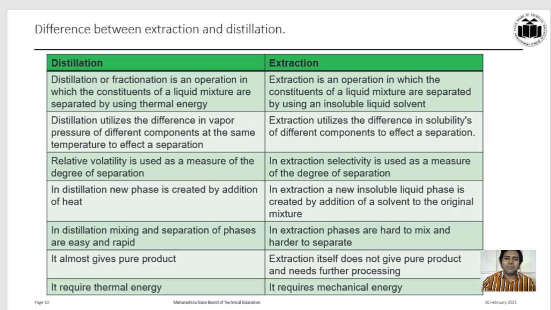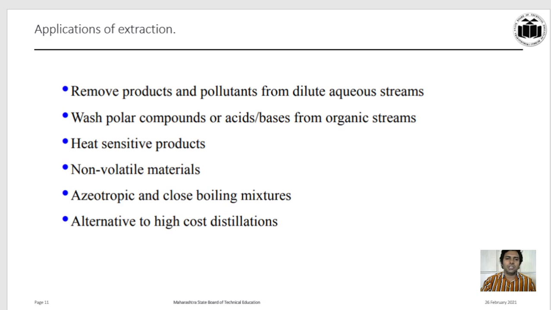In distillation, mixing and separation of phases are easy and rapid, but for extraction, it is quite hard to mix and harder to separate. Distillation almost gives the pure product, but the product obtained after extraction again needs further processing. Distillation requires thermal energy, and extraction requires mechanical energy for the shaking.